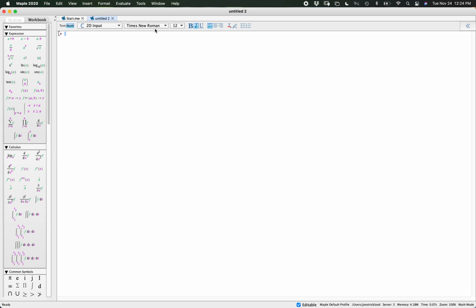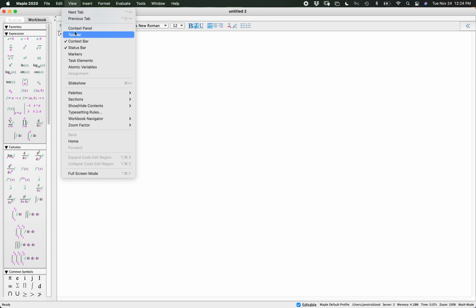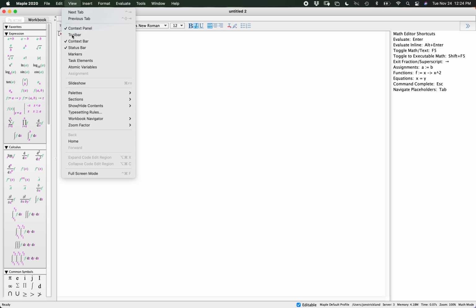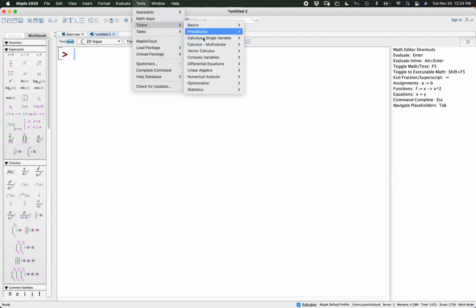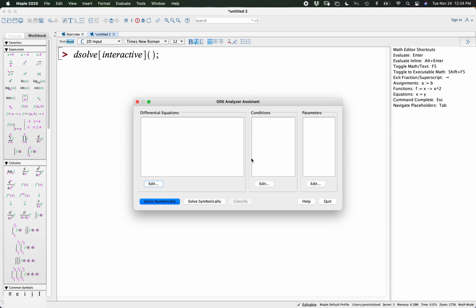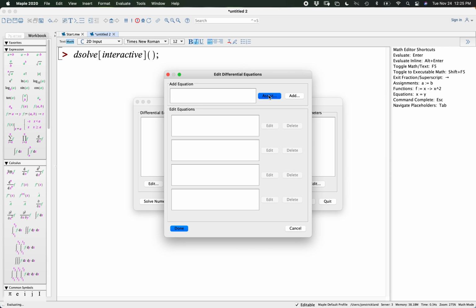Okay, I'm just going into new worksheet mode, and we have the context panel and the toolbar set up. So again, if we're looking at solving an equation, I'll show you what I'm in here. We go to Tools, Tutors, Differential Equations, ODE Analyzer, and say we had the earlier equation. So we're going to go to Edit, Assist.